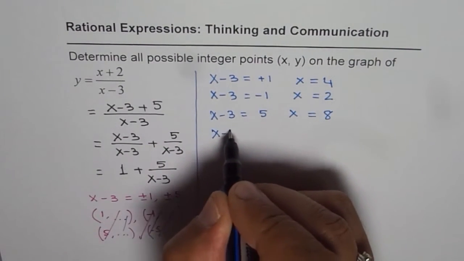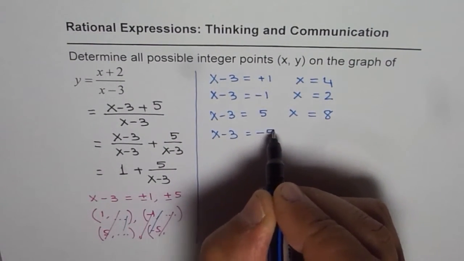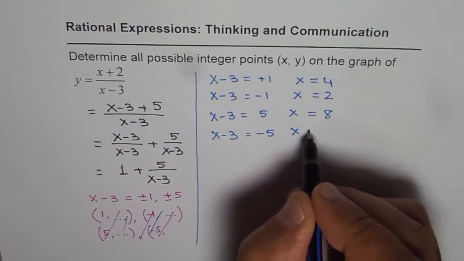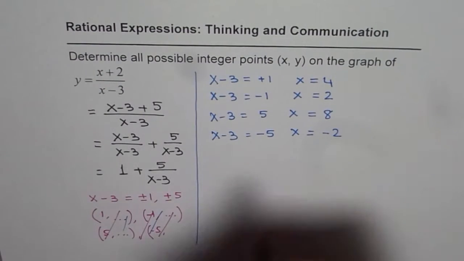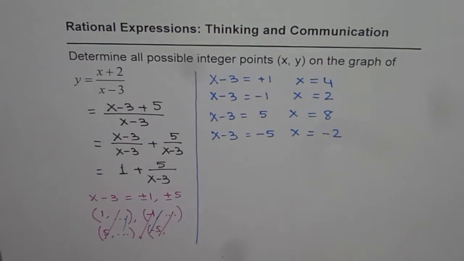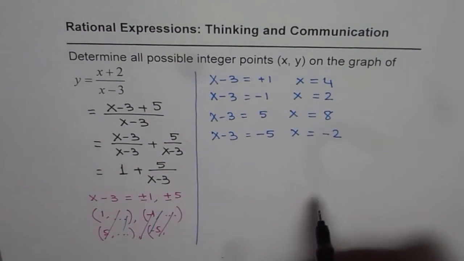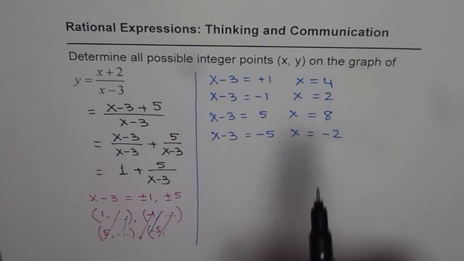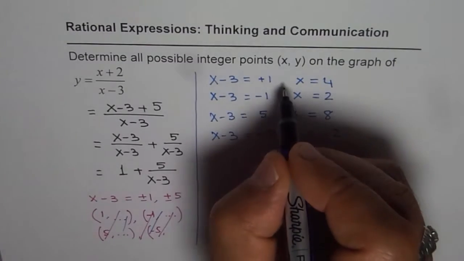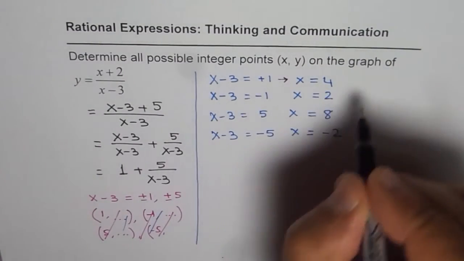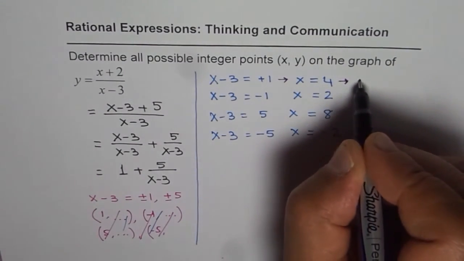And then we have x - 3 equal to -5. In that case, x will be equal to -5 plus 3, which is -2. Correct? Now I think I'm right. So we get these values for x. For these values of x, what are the y values? Let us calculate these now. Now from here let's calculate the y values.